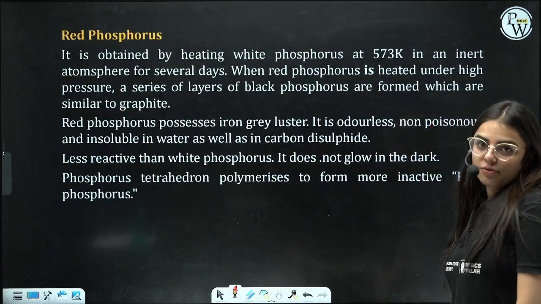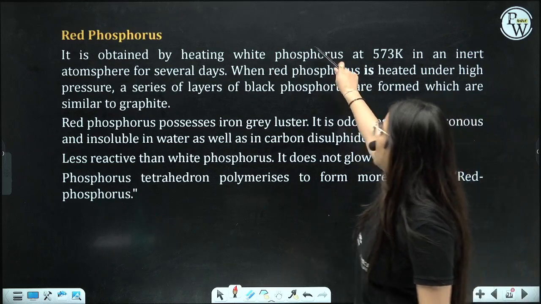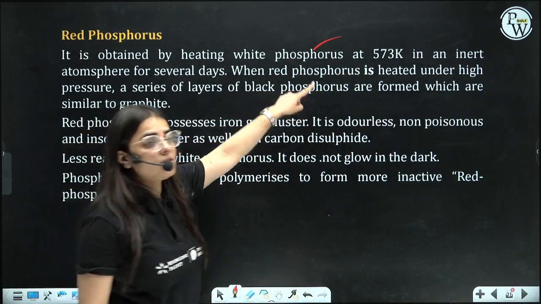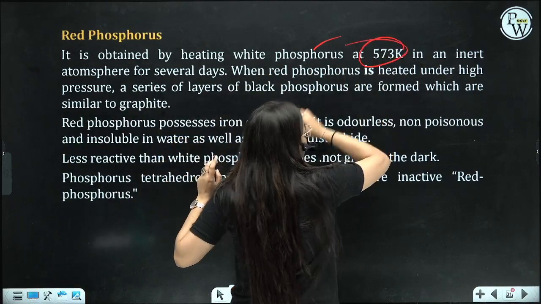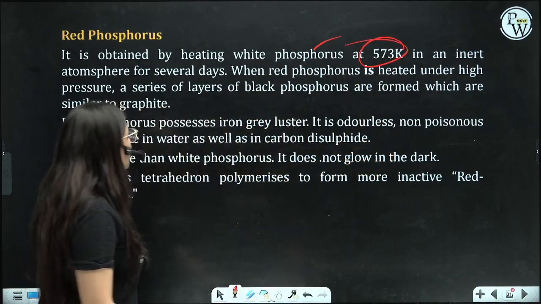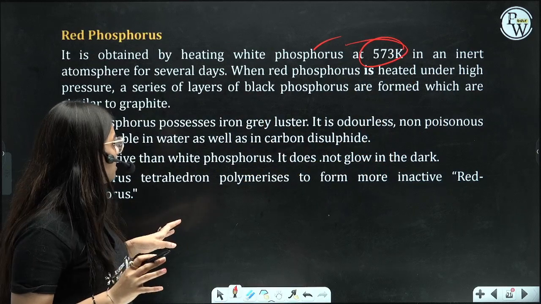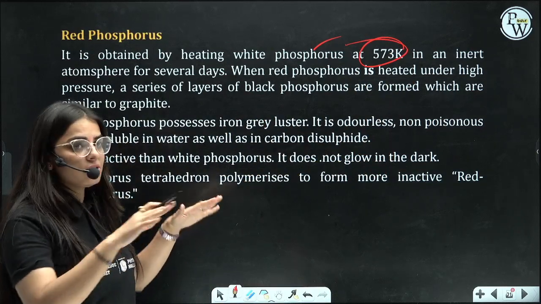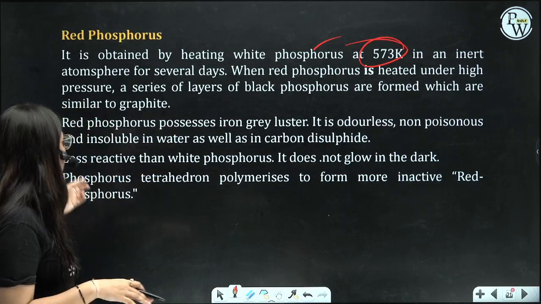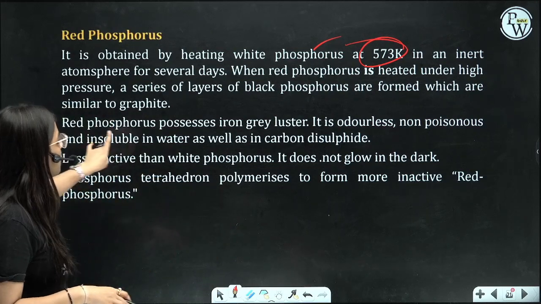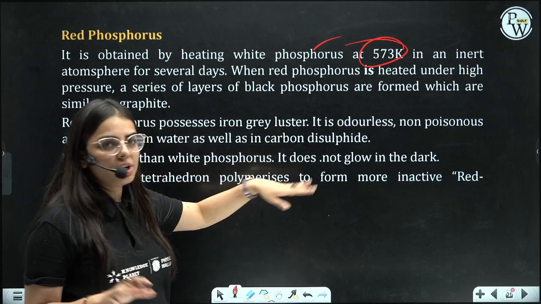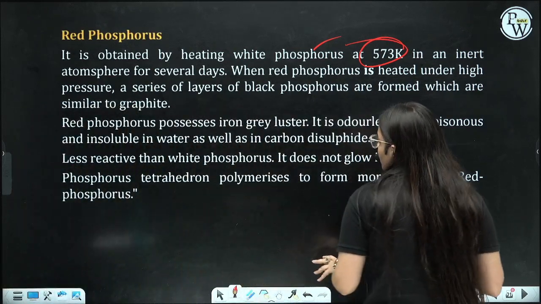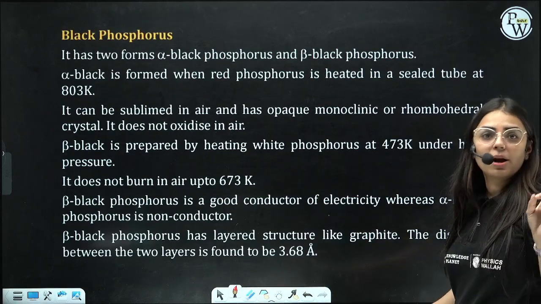Next is red phosphorus, students. It is obtained by heating white phosphorus. For what temperature? Learning the temperature here is very important: at 573 Kelvin in an inert atmosphere for several days, students. When red phosphorus is heated under higher pressure, a series of layers of black phosphorus are formed which are similar to graphite. Now, red phosphorus possesses an iron gray luster, is odorless, non-poisonous. You can just read all the characteristics. It does not glow in the dark. It is less reactive than white phosphorus.